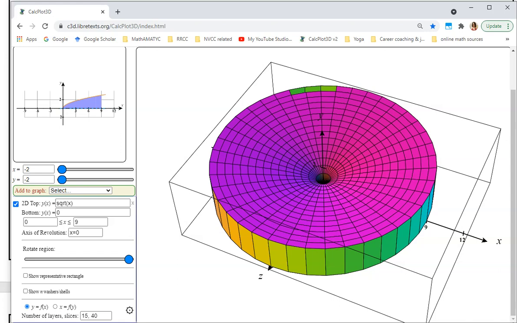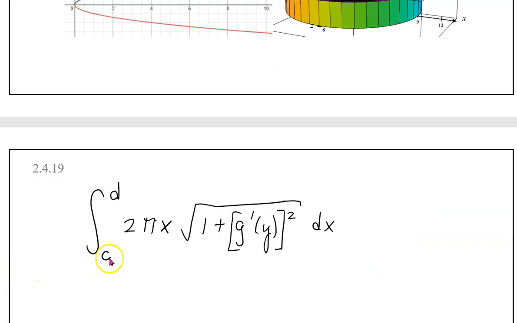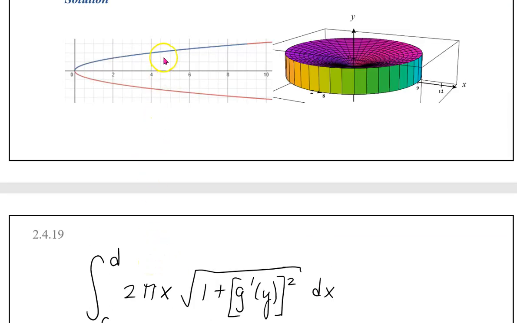Let's write down the equation that we need in order to compute the surface area when we're revolving about the y-axis. The equation we need is the definite integral from y equals c to y equals d of 2 pi x times the square root of 1 plus the derivative with respect to y, quantity squared, all under a radical, dy. Recall that this back part is the arc length, and this is basically 2 pi times the radius. What do we mean by the radius?